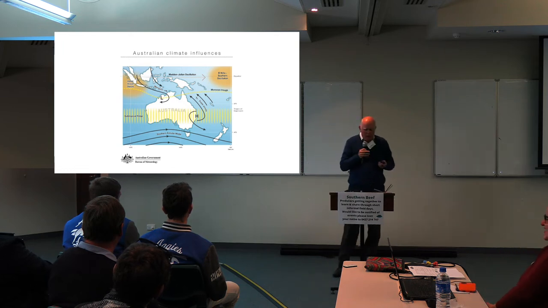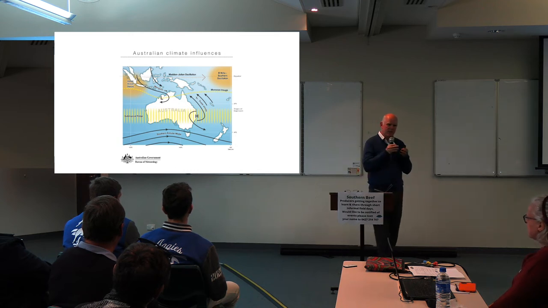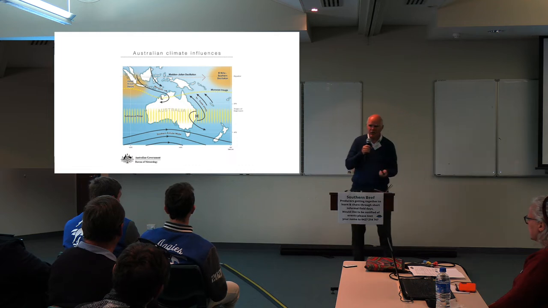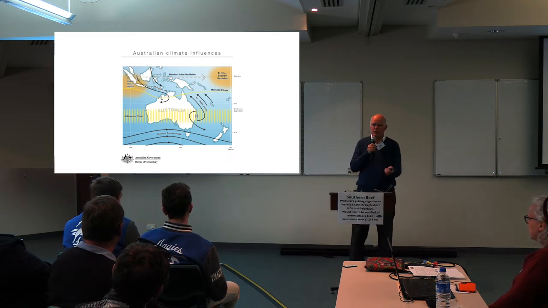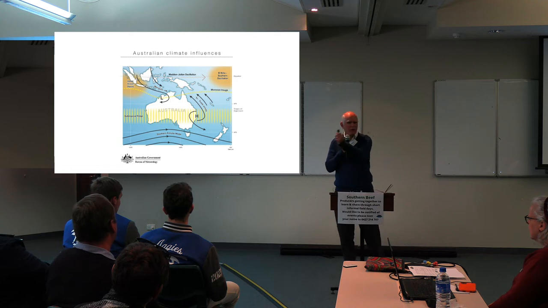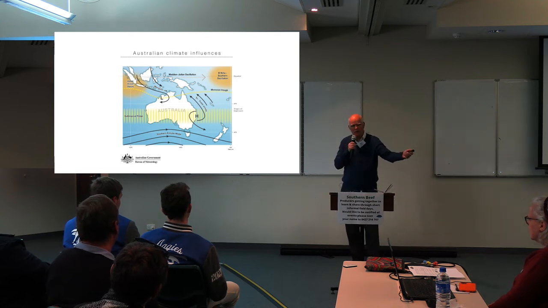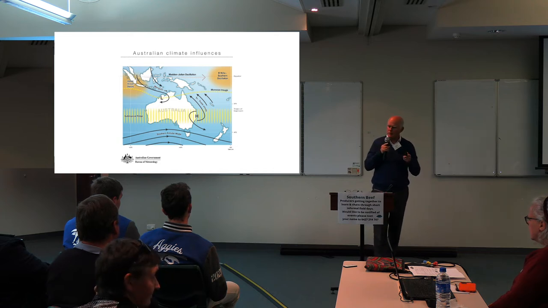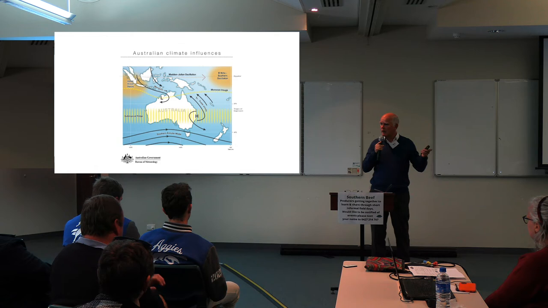So the climate drivers, in a really, really general sense, are differences in sea surface temperatures. Differences in sea surface temperatures in the Pacific Ocean are the El Ninos and the La Ninas. Being the Pacific Ocean, the impact it has on the western side of the continent is minimal. The Indian Ocean Dipole is a change in sea surface temperatures in the Indian Ocean, funnily enough.